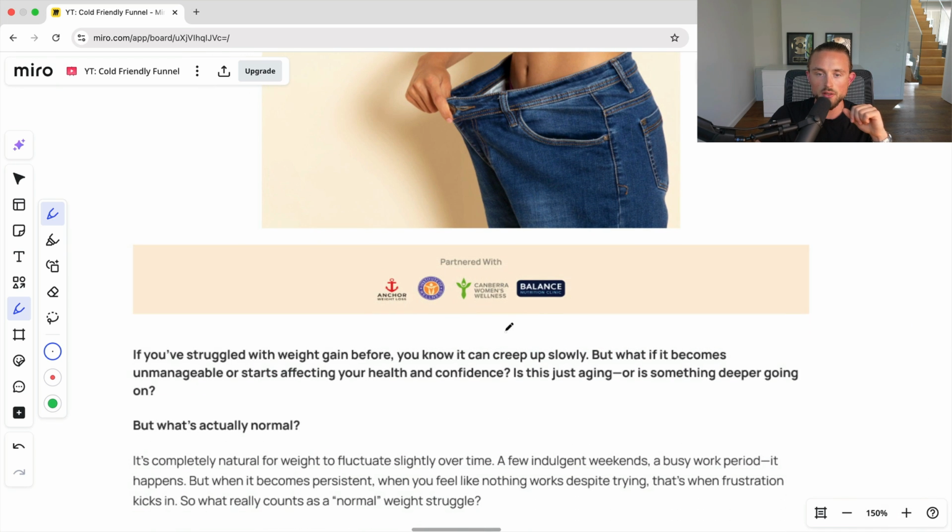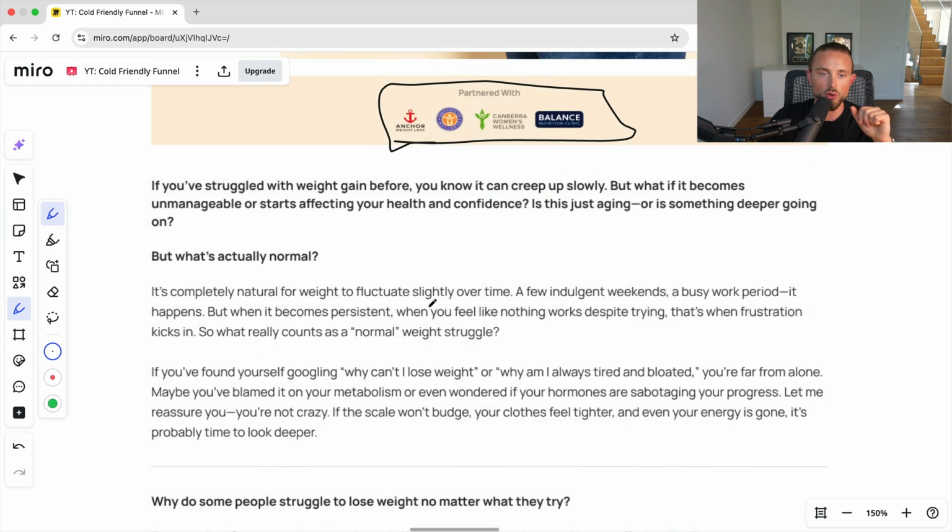Then what we do here is we basically show them different press releases, trusted magazines, something like that, right? Just to really set the frame and set the authority here that they can trust us. And then we start with the whole advertorial.